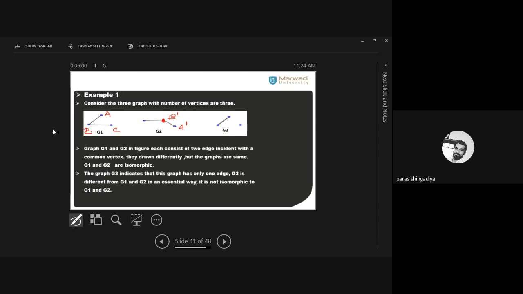Okay, B dash should also be connected with a vertex whose degree should be 1. Okay, so here B dash is adjacent with this vertex and its degree is 1, so we can say it is C dash. Clear? So now there is a one-to-one correspondence between the vertices as well as the edges.